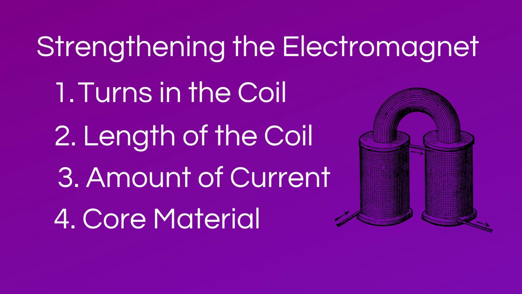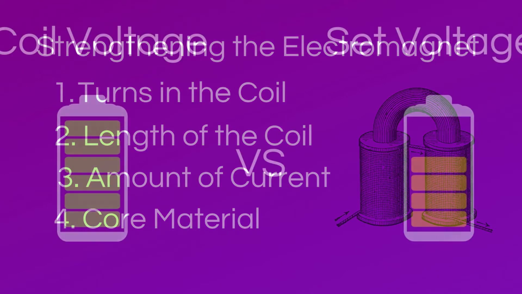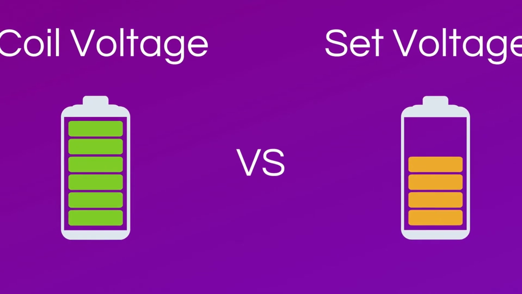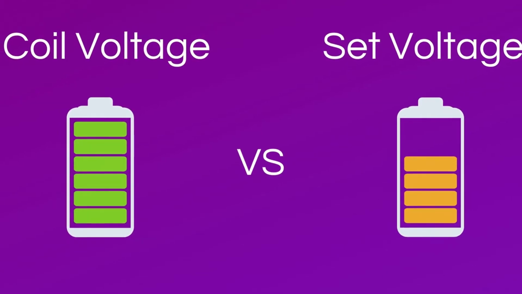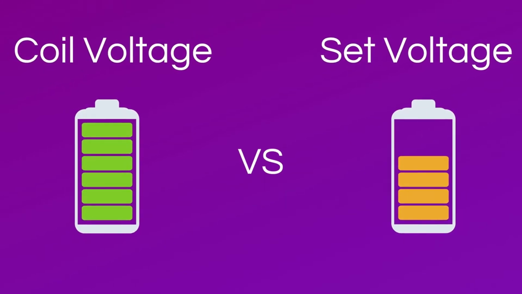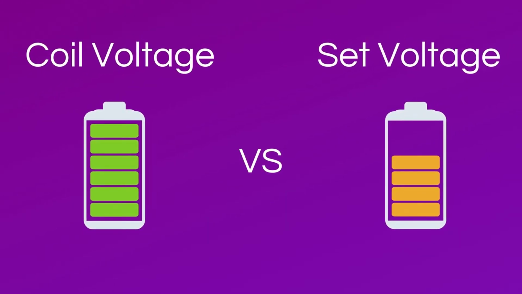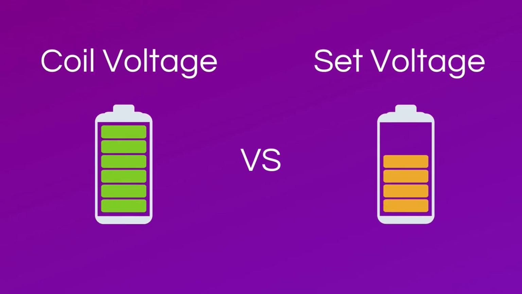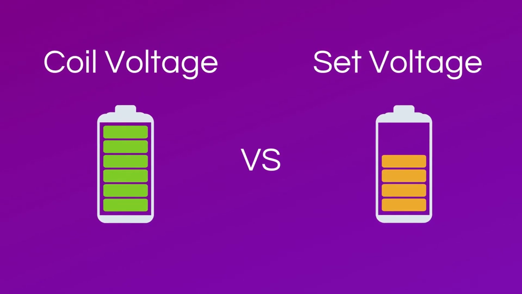Now that we have discussed the electromagnet that is a necessary component of a relay, let's talk about relay key characteristics. The coil voltage is the voltage that a relay is supposed to use when you energize it. AC voltage or DC voltage may be used depending on the relay specifications. The set voltage is the minimum voltage that the relay will accept to close the switch. This will be a bit less than the ideal coil voltage.